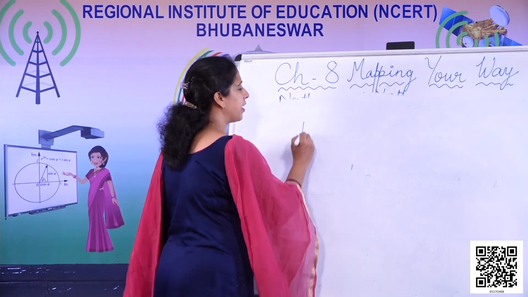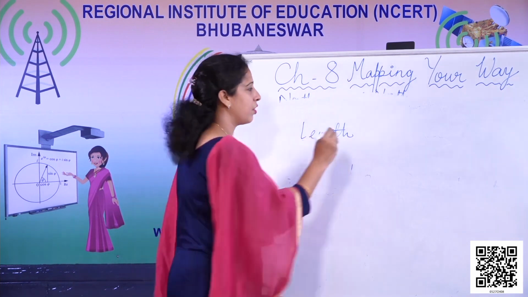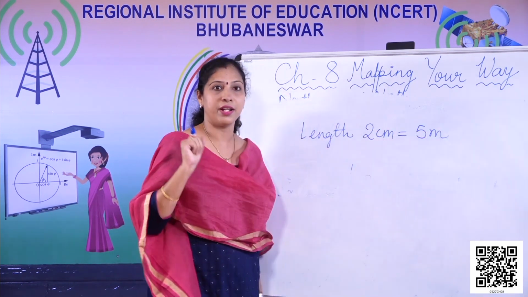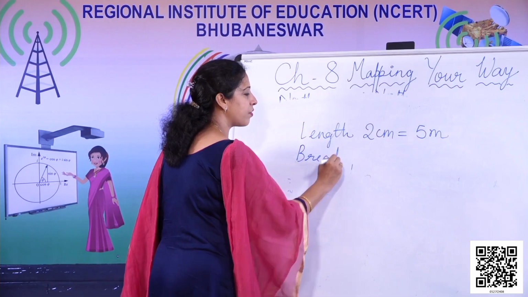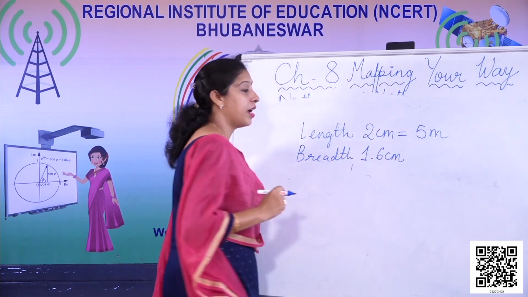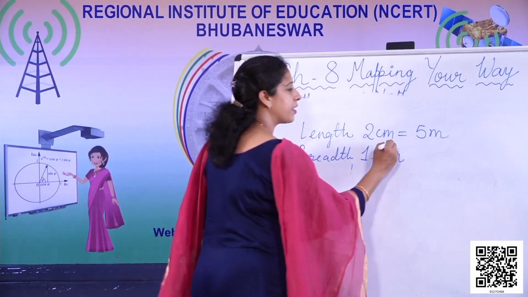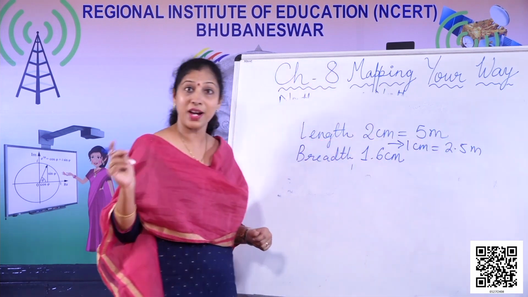नाउ the length of the classroom is given as 2 centimeter. So length is 2 centimeter, which is equals to 5 meter, already given. Now the length of the classroom on the ground is 5 meter. The breadth of the classroom is given as 1.6 centimeter. So breadth, or width of the classroom, is 1.6 centimeter. Now if 2 centimeter is equal to 5 meter, 1 centimeter is equals to 2.5 meter. So how will we find out the distance?